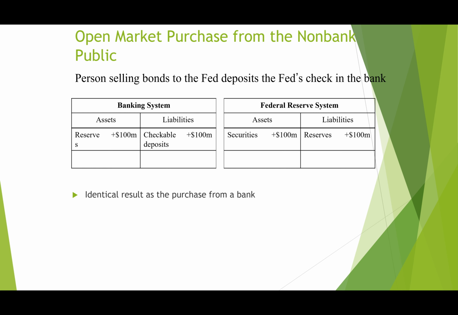So you can see on the left-hand side, the banking system's liabilities go up by 100 million because their checkable deposits go up by 100 million. But of course, that means the other side of their T, the assets, has to go up by 100 million because they have more reserves. Notice that this means that the monetary base, currency plus reserves, goes up by 100 million. We have an identical result as the open market purchase from a bank. In other words, when the Fed makes an open market purchase, it doesn't matter who it's from, monetary base will go up by 100 million.